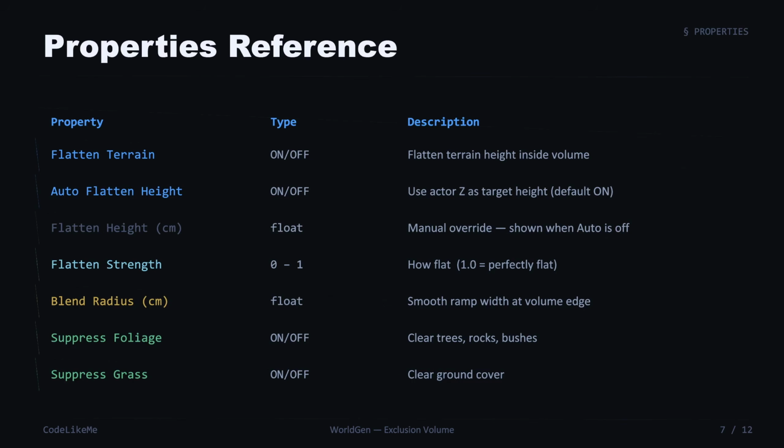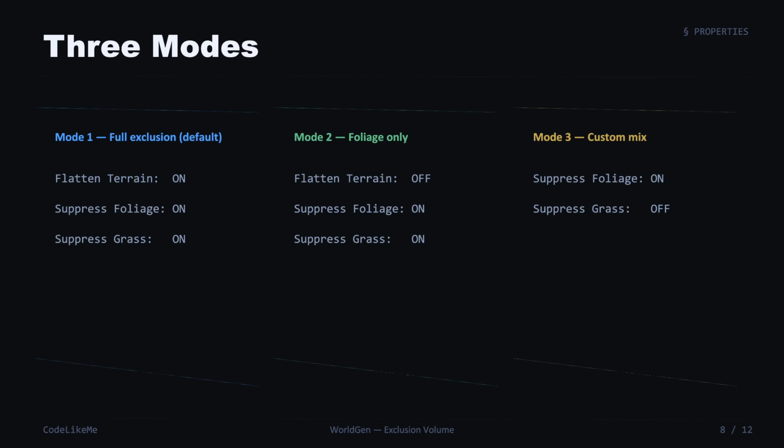And these are all the options you have in the exclusion volume. Flatten terrain, auto flatten height, which means the volume is aligned with the flatten height, flatten strength, and blend radius, suppress foliage, suppress grass. So using those options, you can basically have these three modes of exclusion.